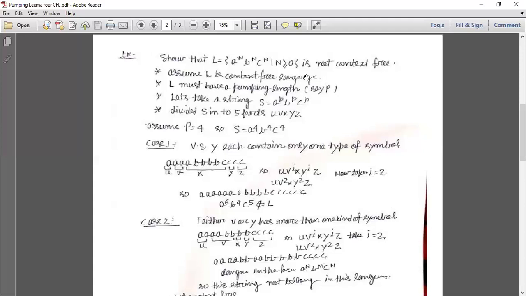Now the most important part, we divide this string into five parts, that is u, v, x, y, z. Now assume pumping length p equal to 4.